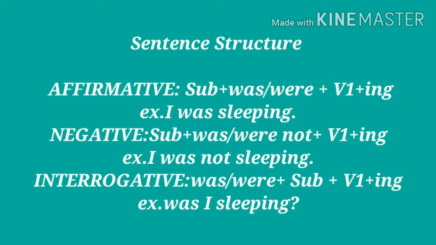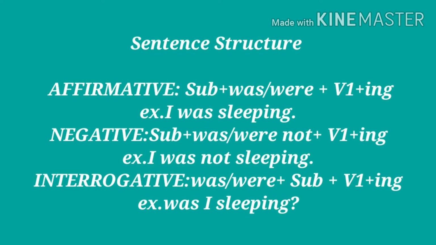Structure of past continuous tense. In an affirmative sentence, we write subject, after subject was or were, after that the ing form of the verb. For example, I was sleeping. We use was with I and singular subjects and were with you and plural subjects. For example, if I say we, then we will use were.